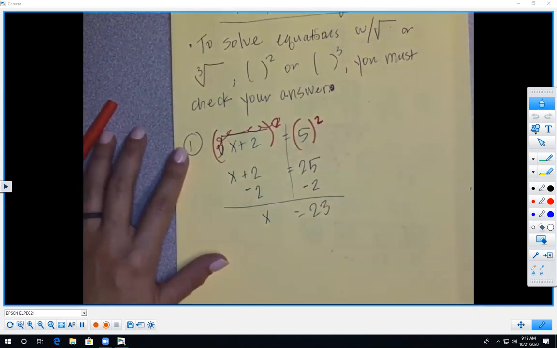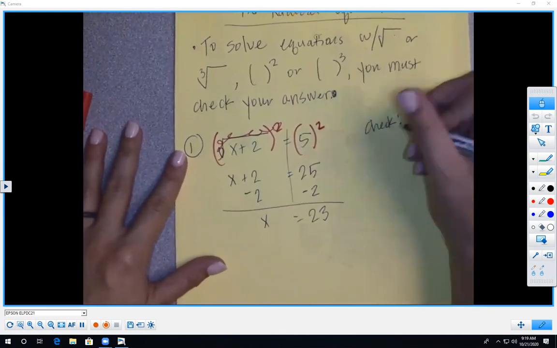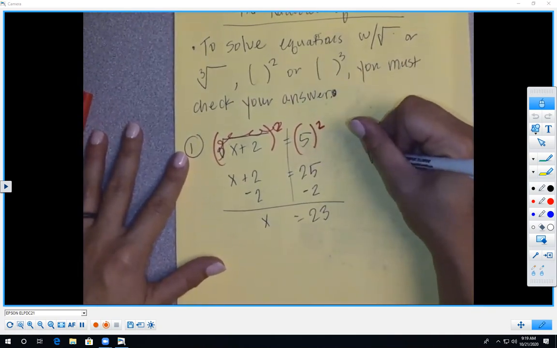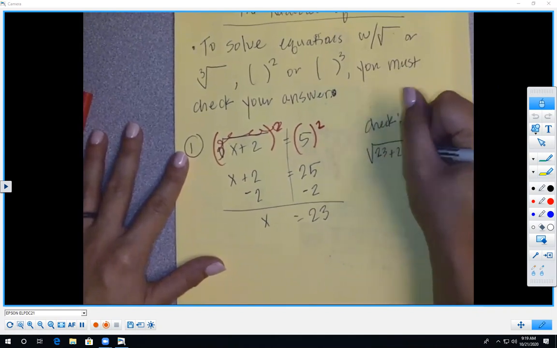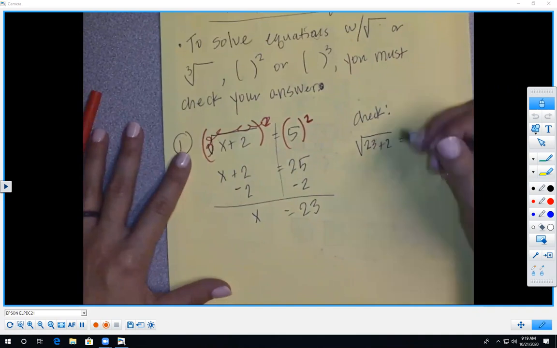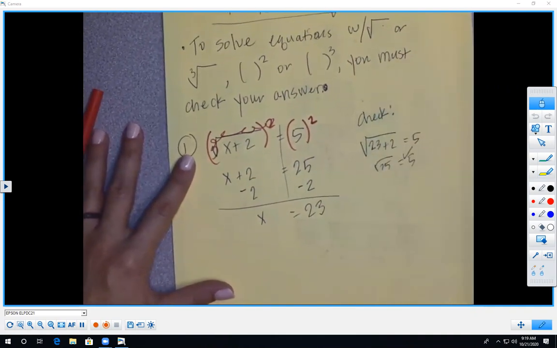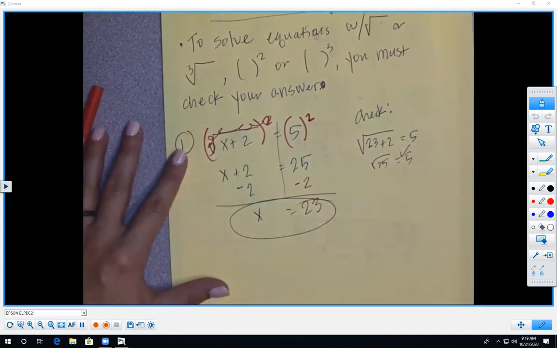Okay, so you got to check this. So here's our check. I plug it back into my original equation. The square root of 23 plus 2, does that equal 5? Yeah, the square root of 23 plus 2 is the square root of 25, and the square root of 25 does equal 5. So this is our answer.